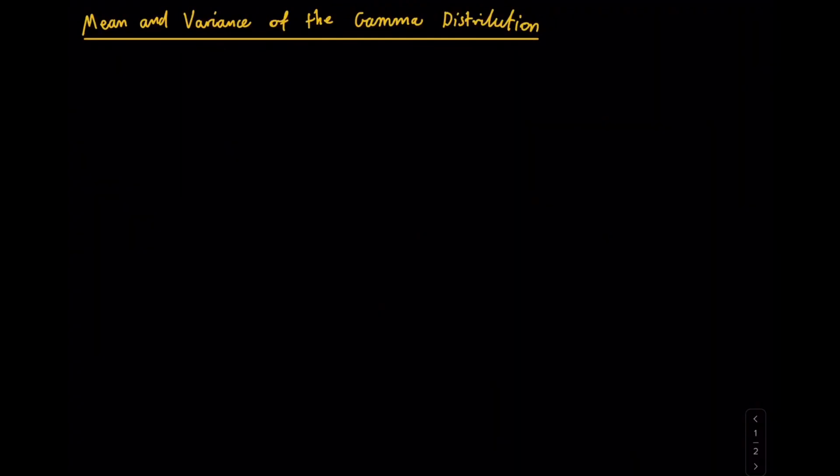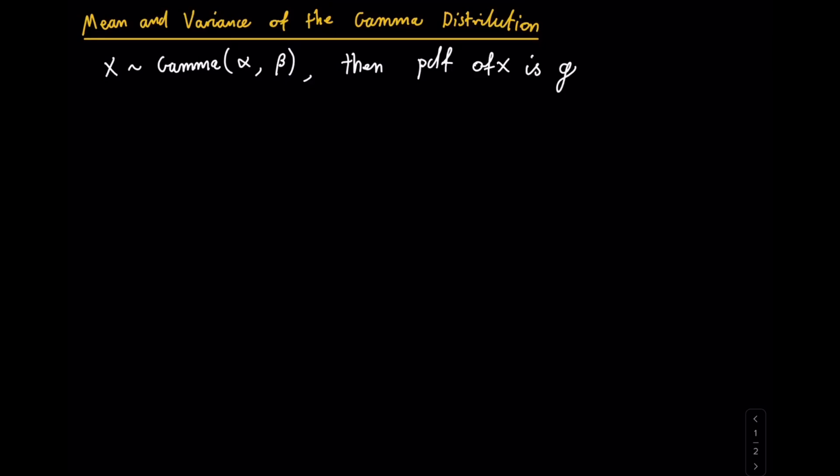Welcome. In today's video, we're going to derive the mean and variance of the gamma distribution. Before we do that, recall that if x has a gamma distribution, or is distributed as a gamma random variable with shape parameter alpha and rate parameter beta, then the PDF, or probability density function, of x is given by the following.